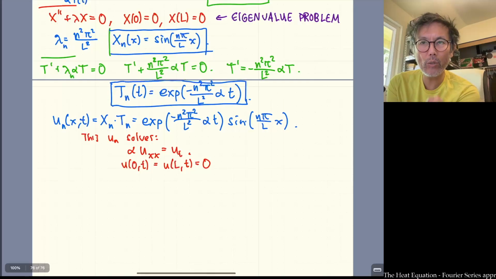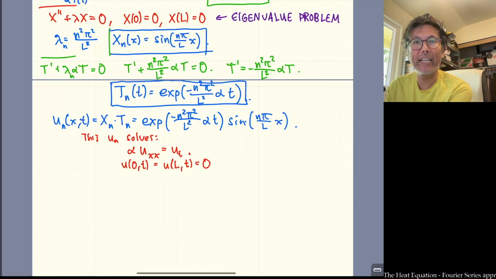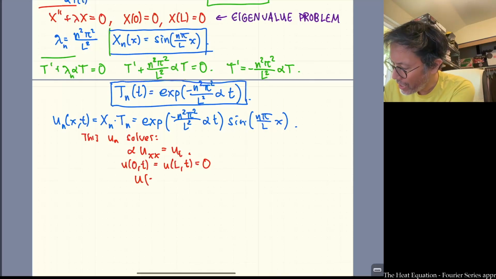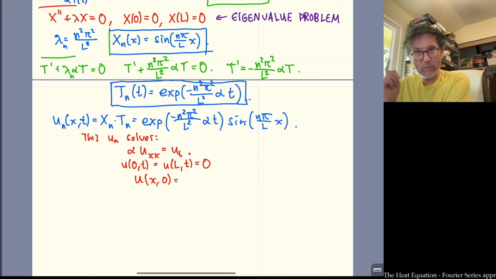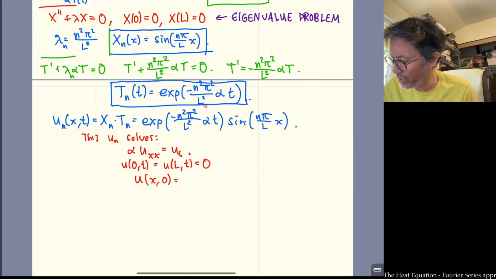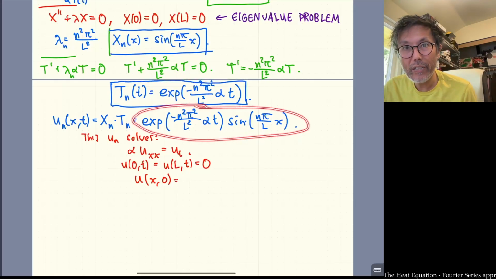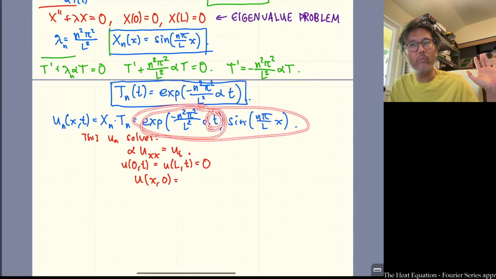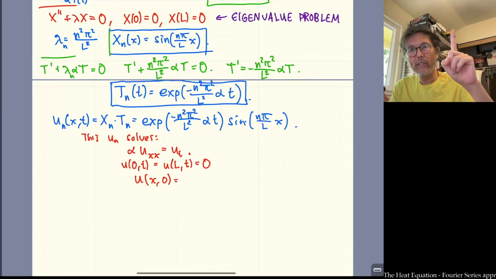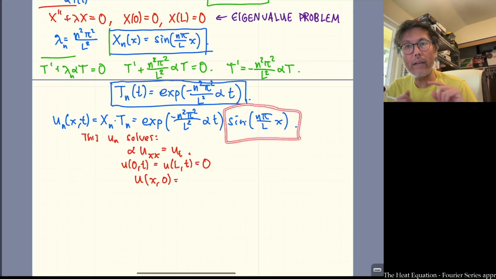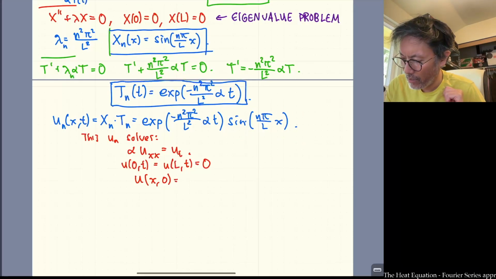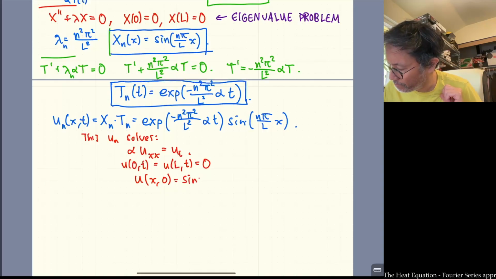But what's the initial condition for this u sub n? This is going to be u of x comma 0. Now, we don't need to ask. We can just plug in t equal to 0 and see. If we plug t equal to 0 into this expression here, where t goes is right here, and we're talking about the exponential of 0. E to the 0 is 1. So we're left with just this piece here, sine of n pi over L times x. That's the initial condition of heat in the bar.